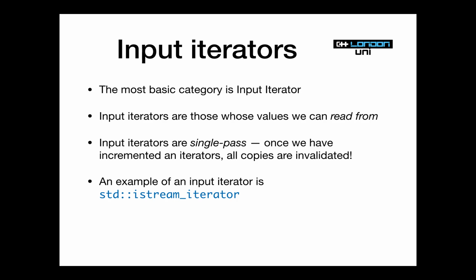So the best example of an input iterator is this thing called an istream iterator. If you've used the IOStream library, if you've used an ifstream, an input file stream, you can wrap a stream in an iterator, and every time you read from the iterator, it will get you the next value from the stream. But once we've read that value, it's disappeared from the stream.